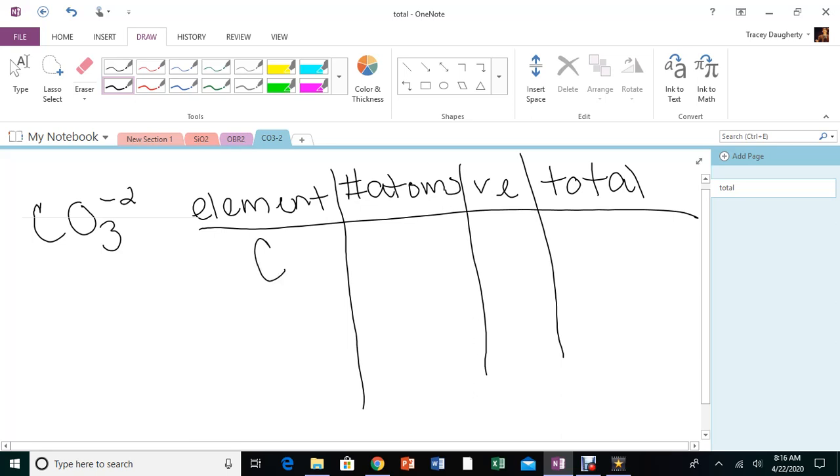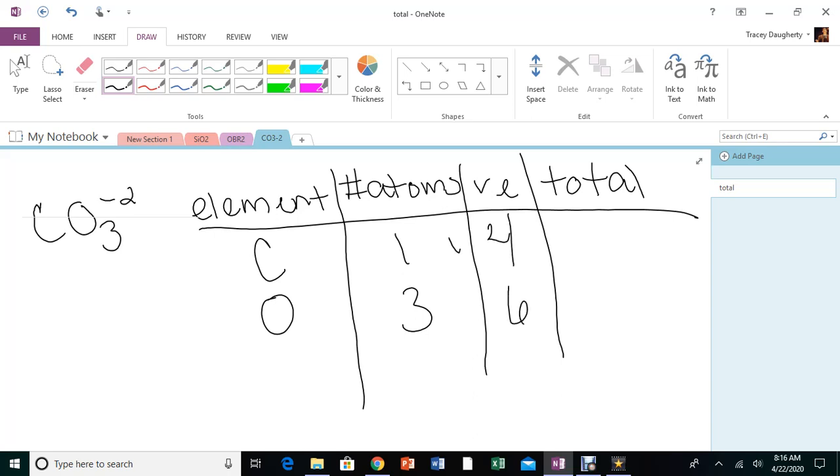We have carbon and oxygen. Carbon has one atom, oxygen has 3 atoms. Carbon has 4 valence electrons, oxygen has 6. 1 times 4 is 4, 3 times 6 is 18. Gives us a total of 22.